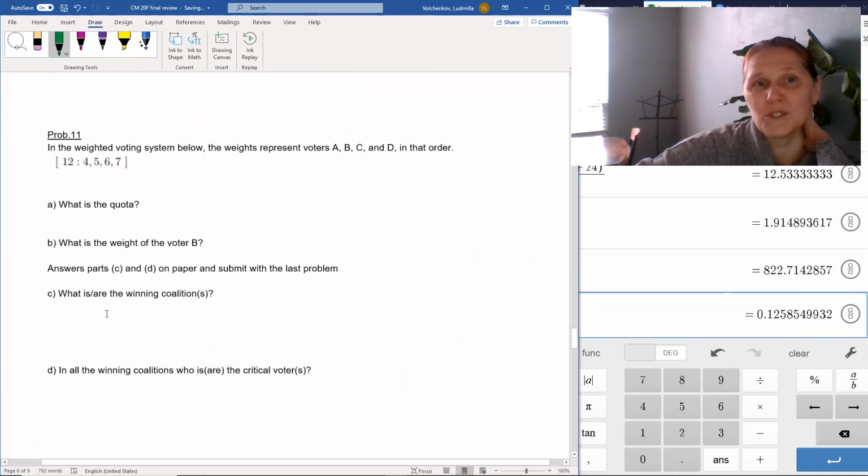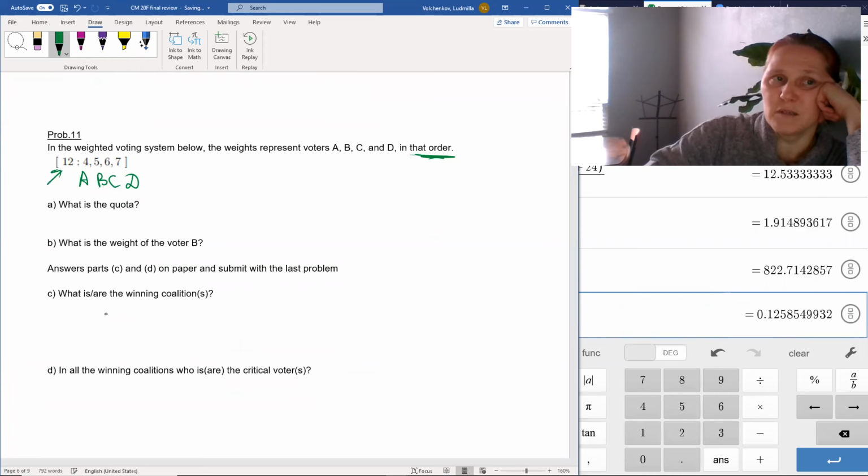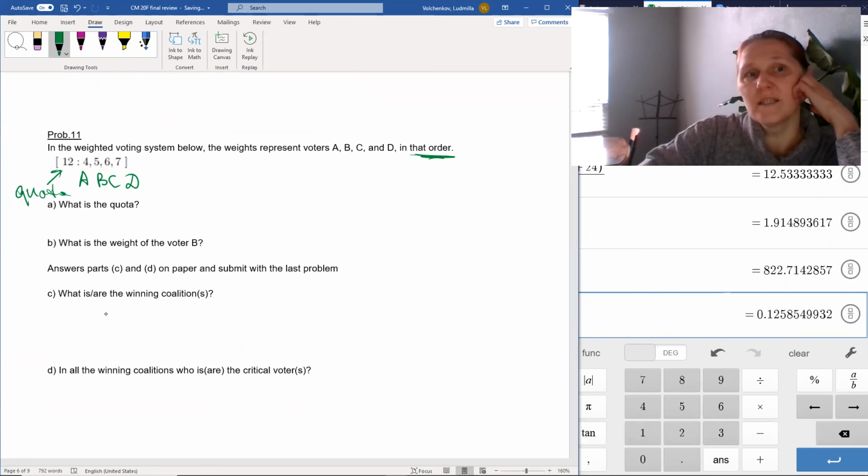The weighted voting system. So we have 4 voters, A, B, C, D, in that order. So this is A, this is B, this is C, this is D. And the first number is the quota. So first question, what is the quota? So, and this is 12.